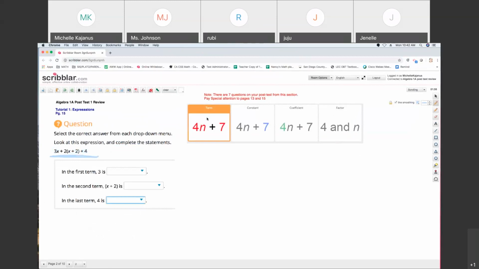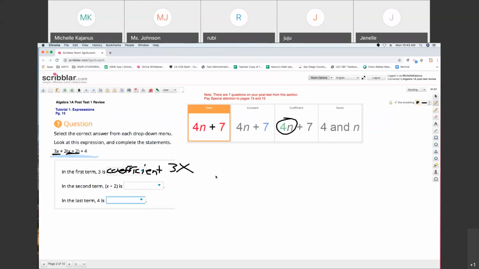Now, I got this little screenshot from your tutorial, the one where it explains what each of them are. So let's try to figure this out. In the first term, the 3 is the number next to the letter. The number next to the letter is called a coefficient. If you have a question like this on the post-test, you'll just select coefficient or type coefficient. Same thing with the second one. Second term is x plus 2.